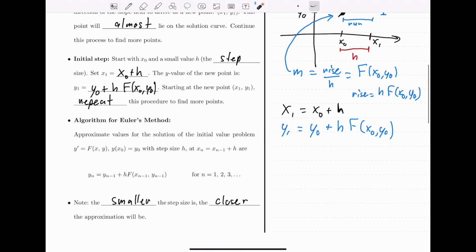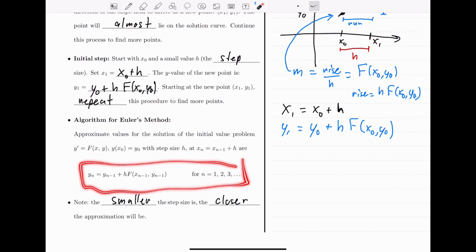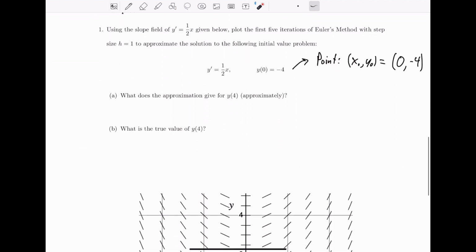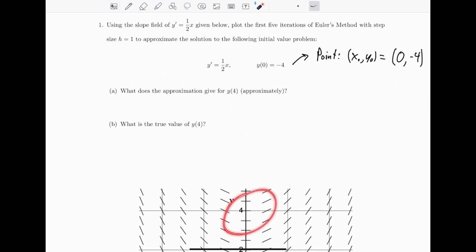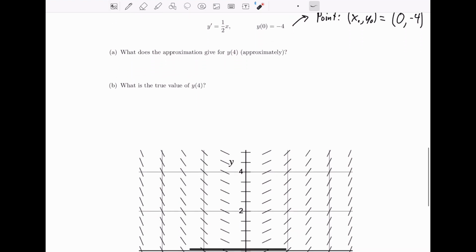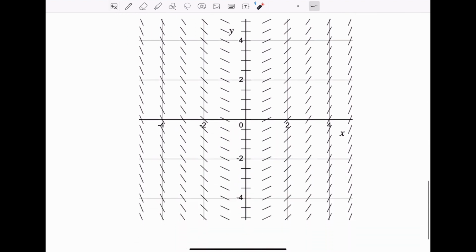Now don't worry, we don't have to use all of these expressions here. You'll do this later with Mathematica. We just want to understand in the picture, in terms of the slope field, what's going on with Euler's method. So we want to know, after 5 iterations, what does the approximation give us for the y value when x equals 4? So let's go to the slope field here, and let's work through Euler's method graphically.